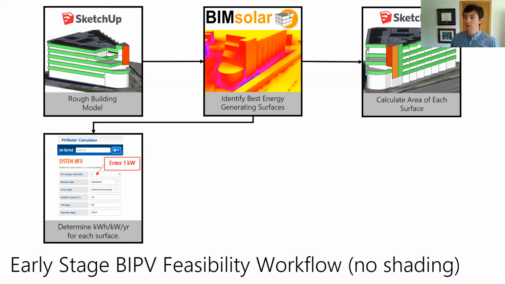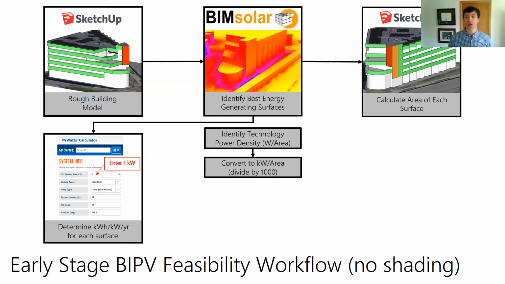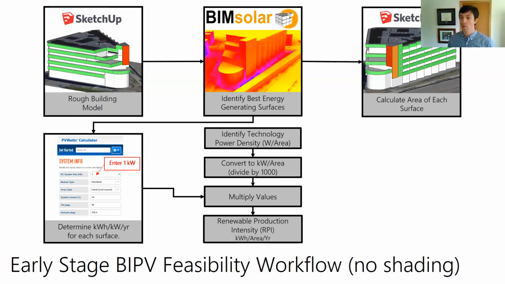I then identify the technology and the power density of that technology by simply taking the total watts over the area of the array. I convert that to a kilowatt per area, and I multiply these two values, one's from PV-Watts and the array density, to get what I call a renewable production intensity, or an RPI. You can think of this as the EUI of solar. We don't want to call it EUI because that's energy use intensity, and this is really renewable production or energy production intensity, EPI or RPI, whatever you want to call it.